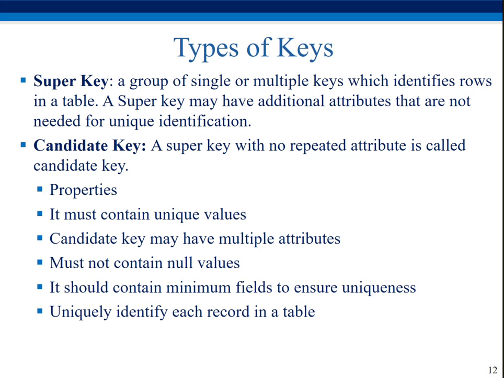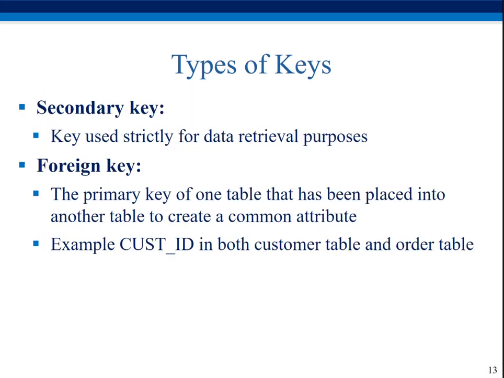A candidate key here is a super key with no repeated attribute, and it's called a candidate key. And here are the properties. Unique, it can have multiple. Again, no null. It should have minimum, and it must uniquely identify each record. It kind of sounds like the same definition over and over again, just worded differently.